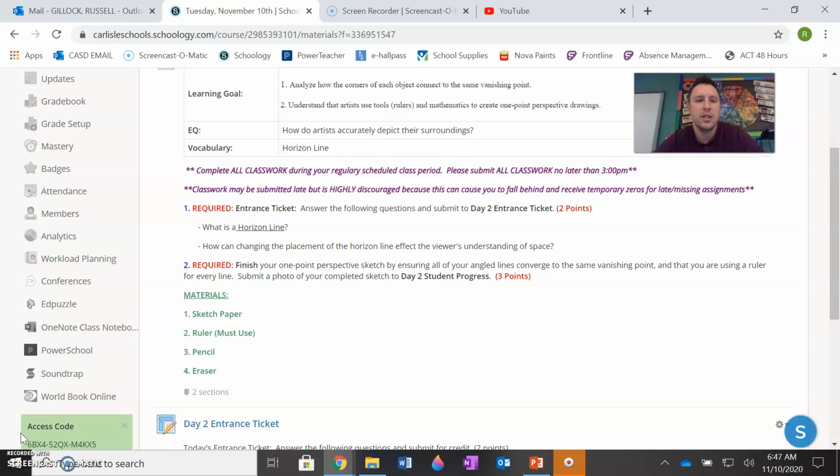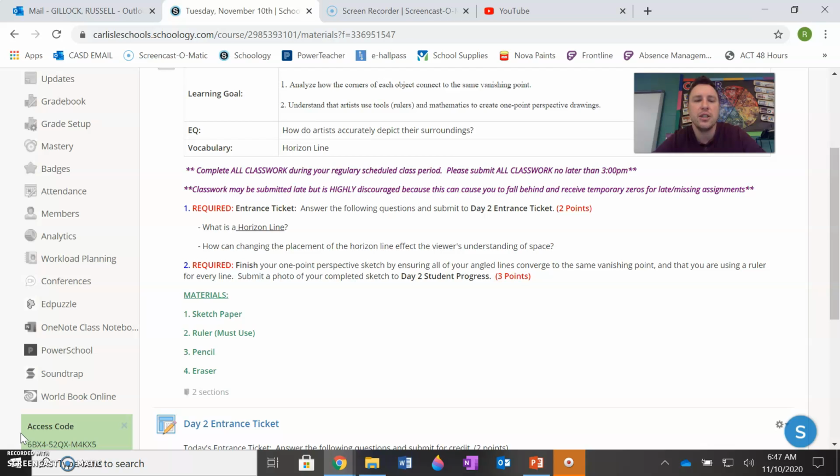Even though the second question may come off as wordy or complicated, please remember that it's intended to be easy and all the information you need is in the PowerPoint. So please look at that. All right, so lastly, your last step for today is just to finish your sketch for your 1-point perspective drawing, and do this by making sure that all of your angled lines converge to that same vanishing point and that you're using a ruler for every line. That will demonstrate that you understand the technique of 1-point perspective and you're ready to move on to your final.